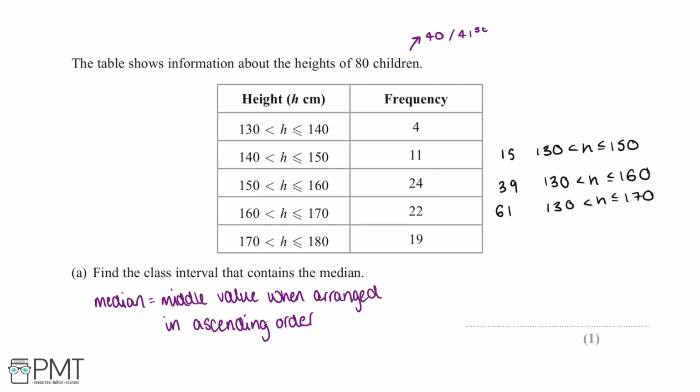So this means the class interval that contains the median will be the class interval 160 is less than the height, which is less than or equal to 170 centimetres. And this question's worth 1 mark, and that's for the correct answer.